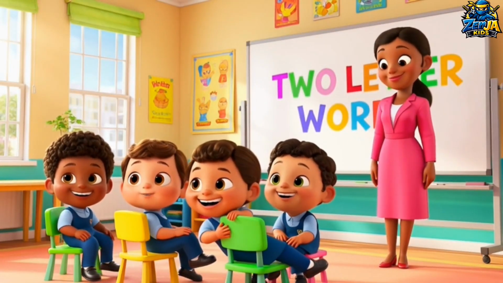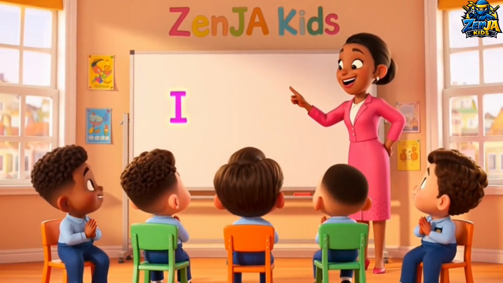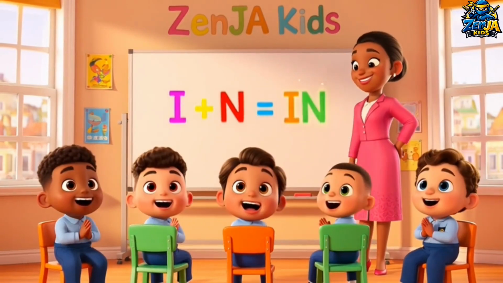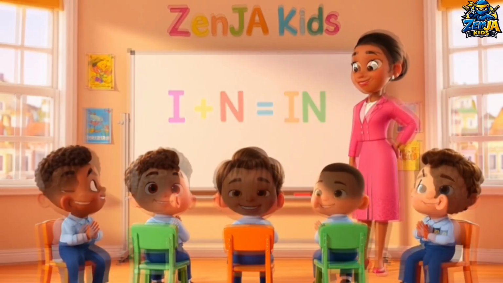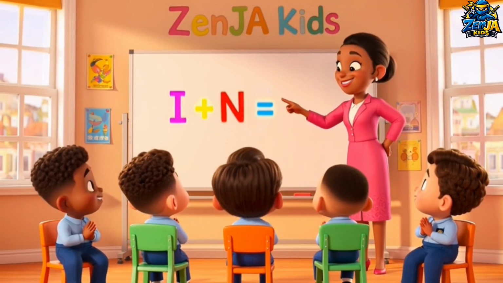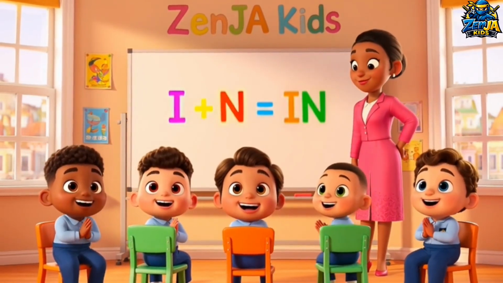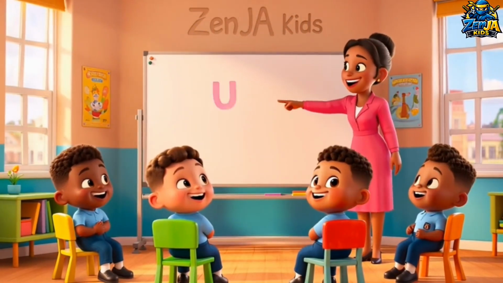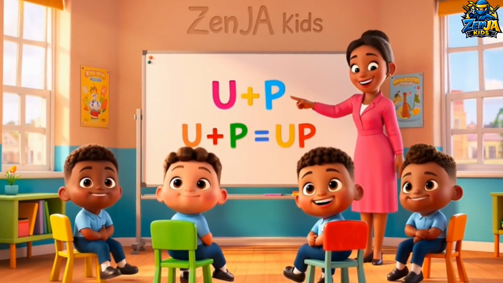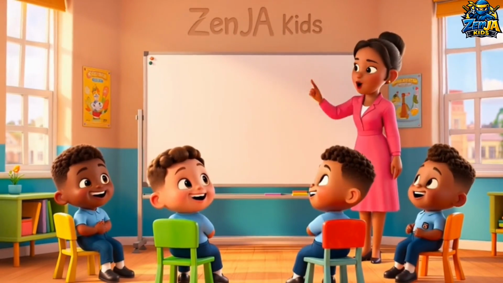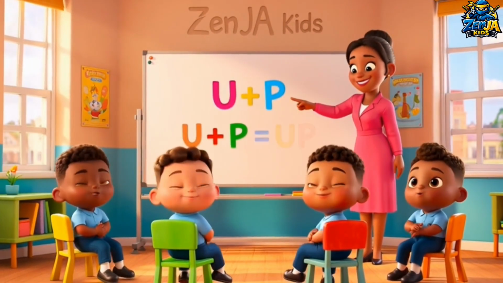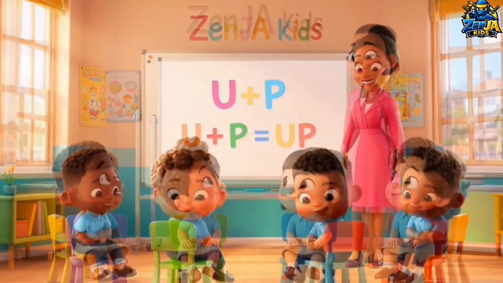Okay, Ma, let's learn two-letter words. I-N is in. I-N is in. I-N is in. I-N is in. U-P is up. U-P is up. U-P is up. U-P is up.